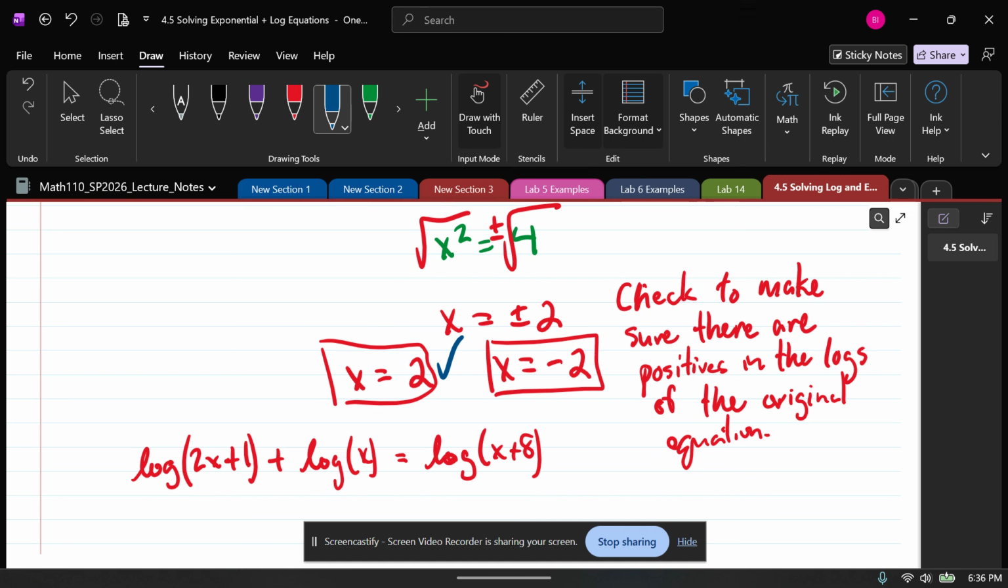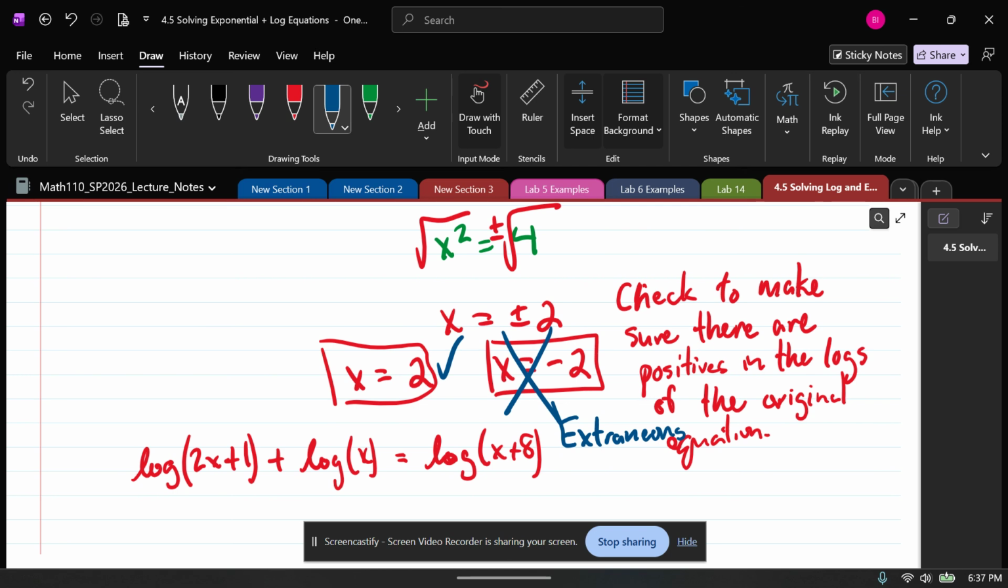It checked. The -2, if I plug that in here, 2 times -2 is how much? -4 plus 1 is -3. You cannot have negatives or zeros inside of logs. It's only positive numbers. Because that ended up being a negative inside of there, that's what we call an extraneous solution. That -2 is extraneous. And we found it, but it doesn't work.